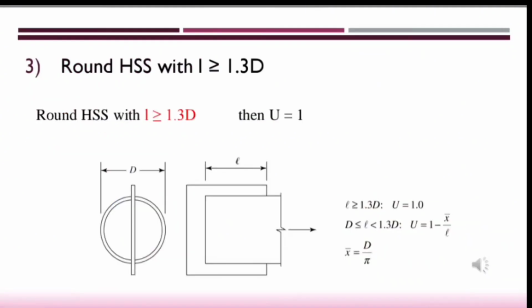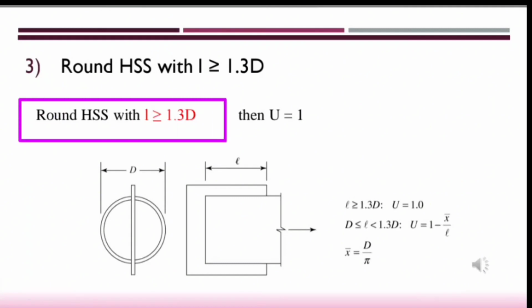And the third category is for round hollow structural steel. When the length of the connection is greater than 1.3 times the diameter, this is the threshold. When the length of the connection is equal to or greater than 1.3 times the diameter of the hollow structural steel, then we will use this category.